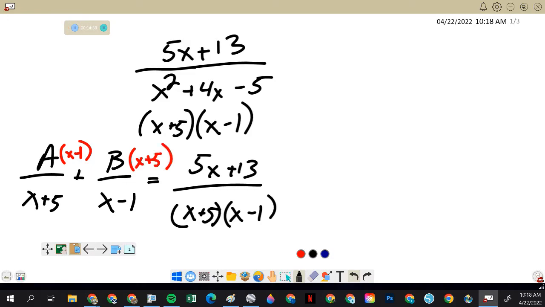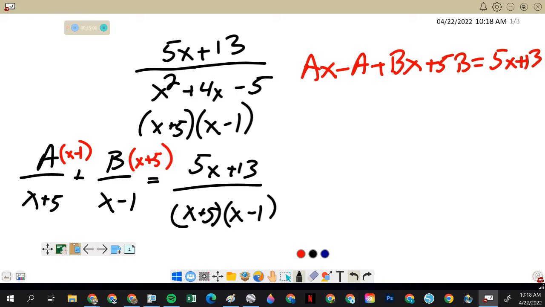And that gives me ax minus a plus bx plus 5b is equal to 5x plus 13. So now I need to make an X equation and a non-X equation. So the X equation is a plus b equals 5. I'm not even going to bother writing the x's down, because all I'm going to do is delete them. And then my other equation is negative a plus 5b equals 13.